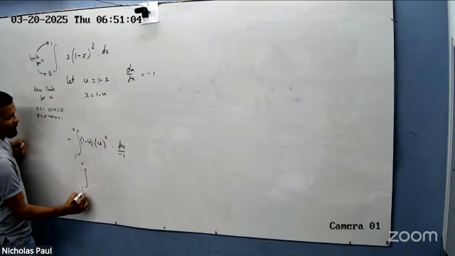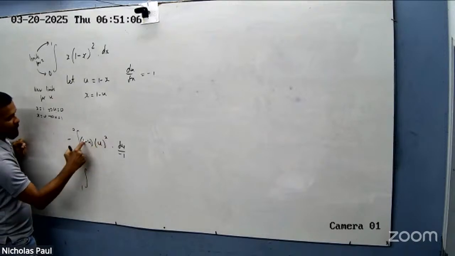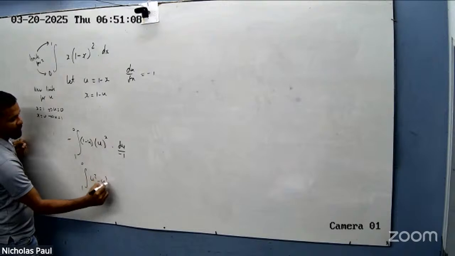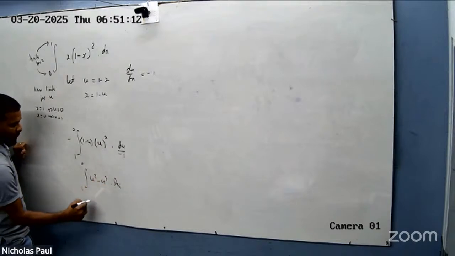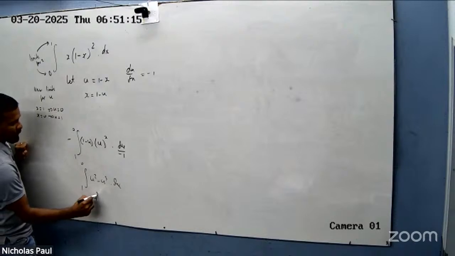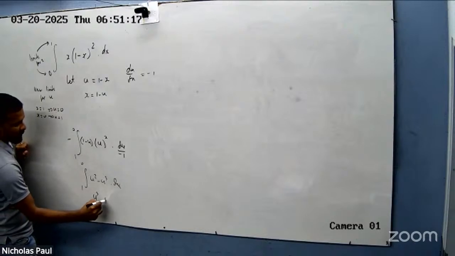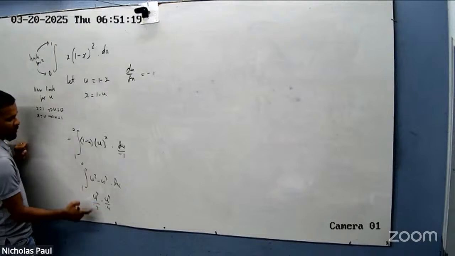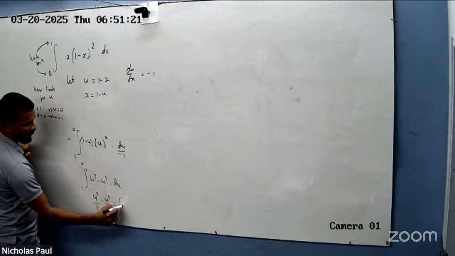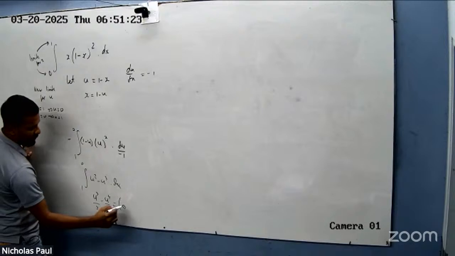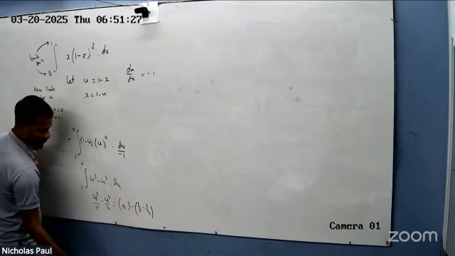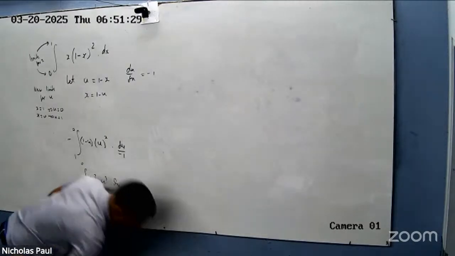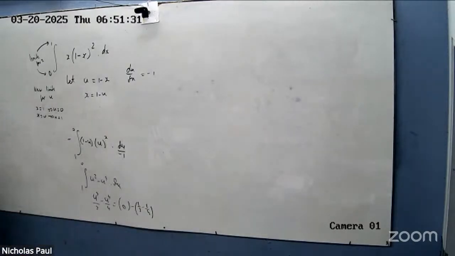So you'll end up with what? u squared times 1, which is u squared minus u cubed. And then you work it out. You'll get u cubed on 3 minus u to the 4th on 4. Plug in your 0, you will get 0. Plug in your 1, you will get 1/3 minus a quarter. And when you work it out, you'll get 1/12.